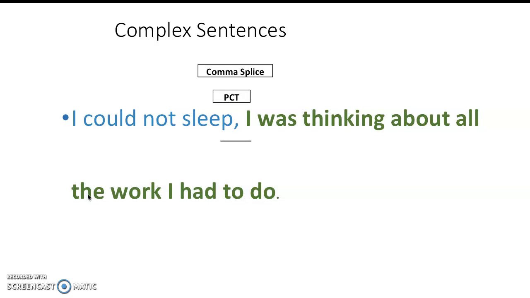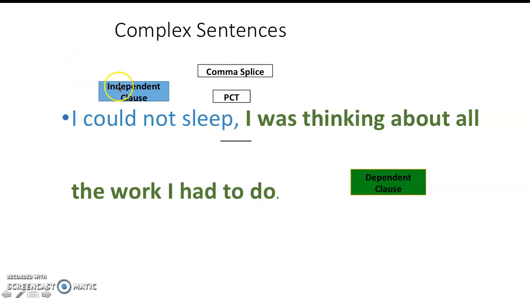The reason is very simple. You have, in this case, an independent clause: I could not sleep yesterday. Perfect. But if you only take that part of the sentence without any context, I was thinking about all the work I had to do, you cannot have this sentence on its own. This is a dependent clause. So whenever you have an independent clause and a dependent clause, you cannot just put the sentence over there.